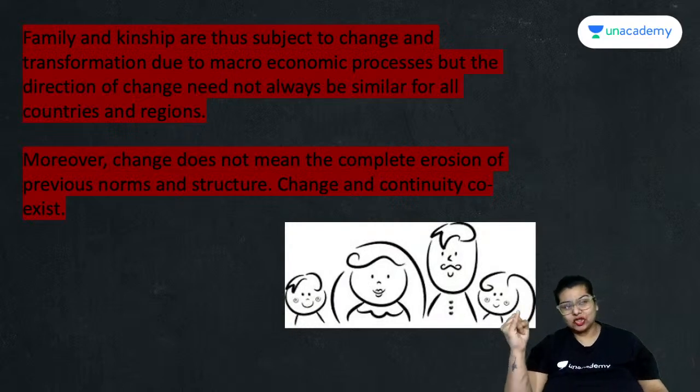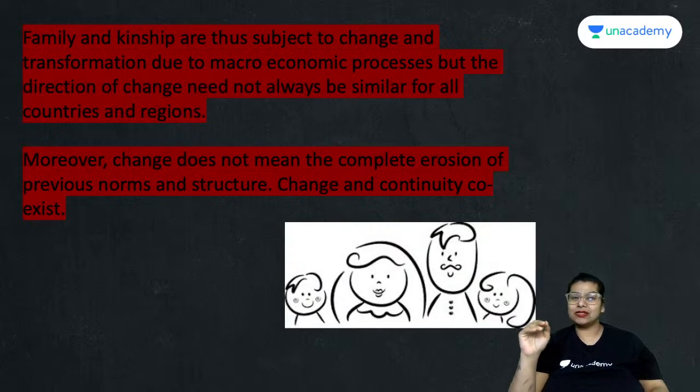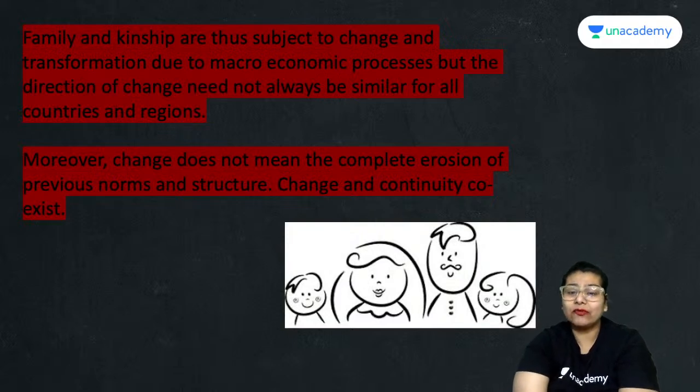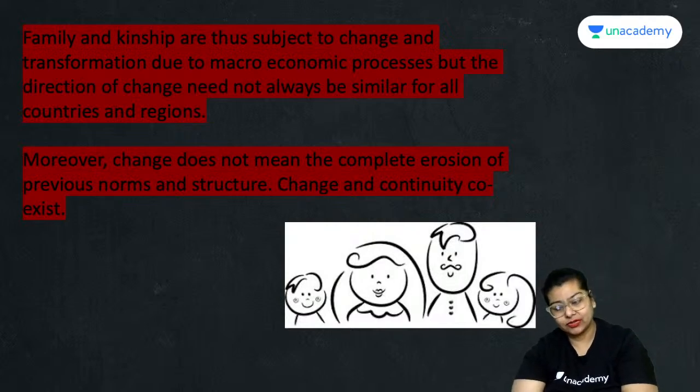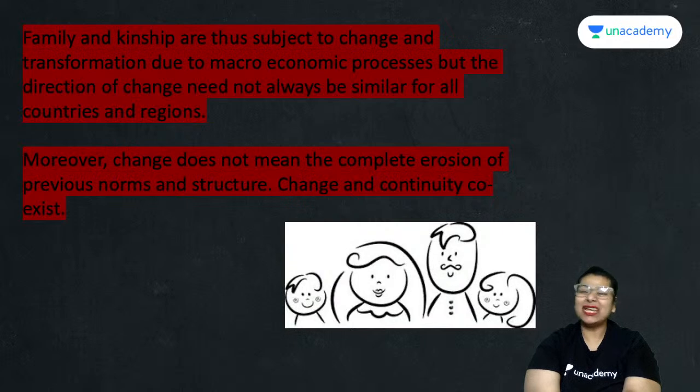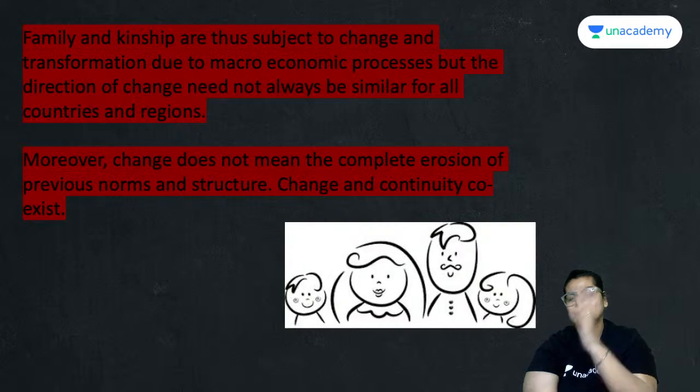That family and kinship are subject to change, and the transformation here is due to macroeconomic processes, but the direction of change need not always be similar for all countries and regions. Every country and region is different, guys, so it cannot be the same. This much I'm sure you all have understood. Moreover, change does not mean complete erosion or removal of the previous norms and structure. Change and continuity exist. They exist. Okay?